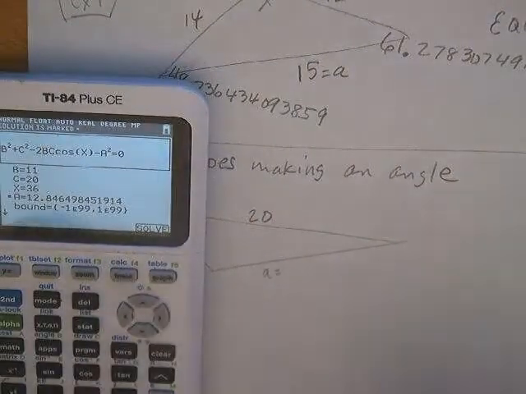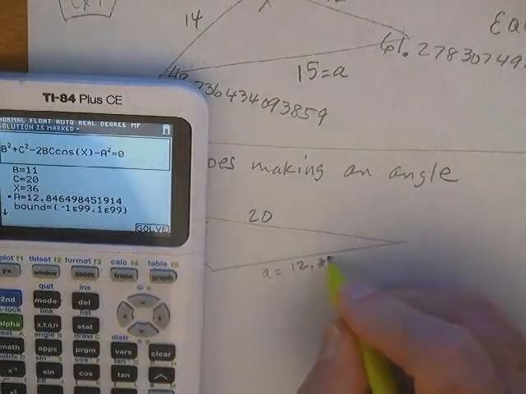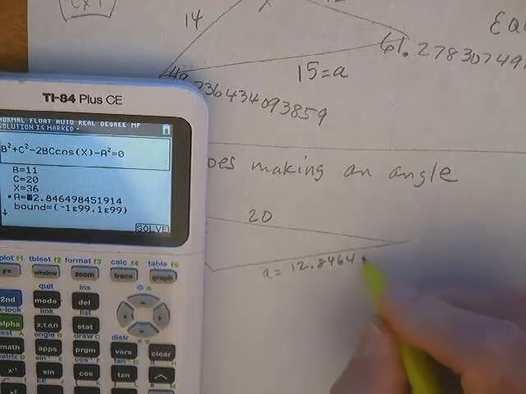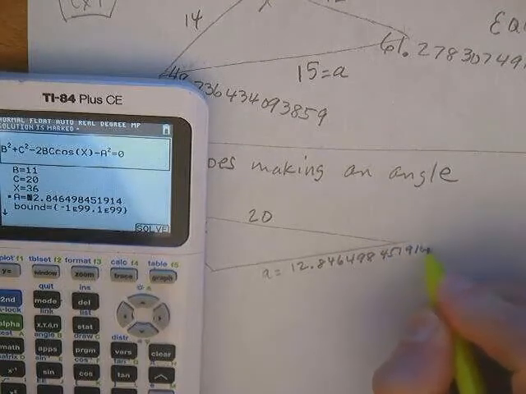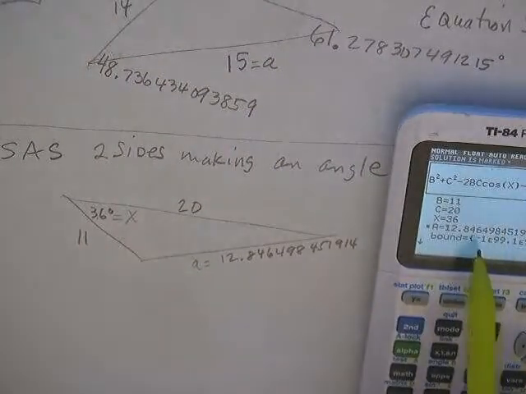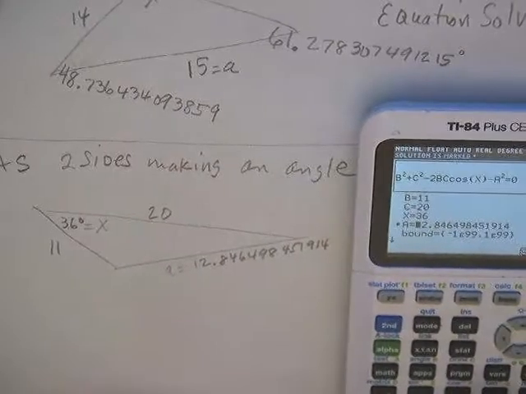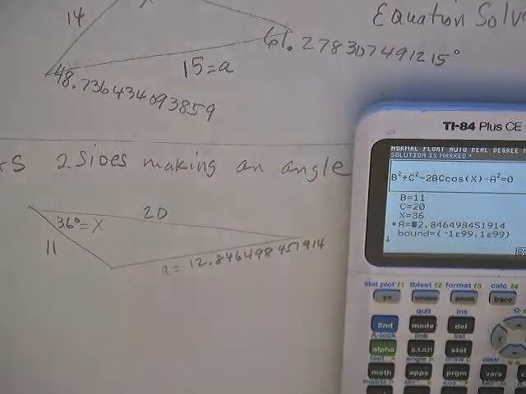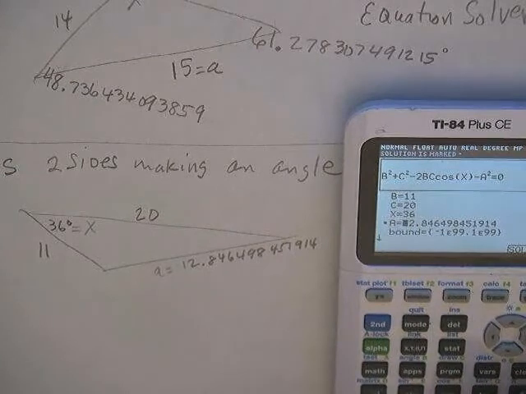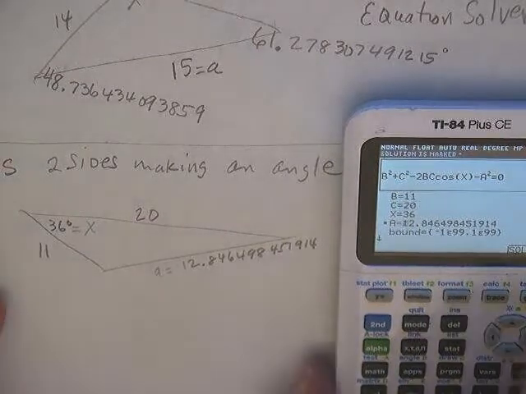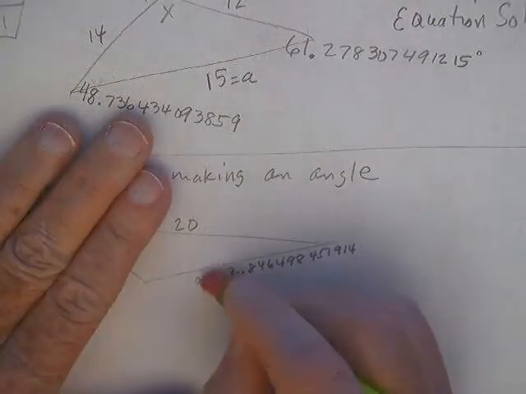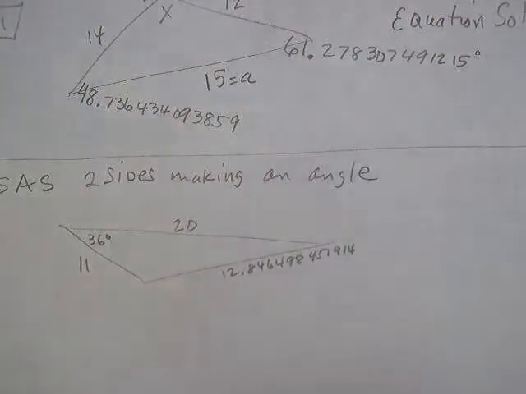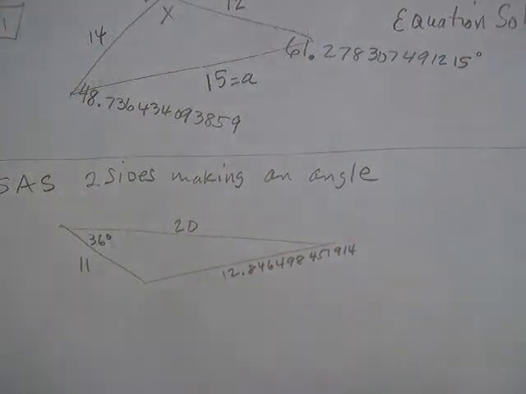Okay, it took just a second, but let's write this: 8.4649845194. Write it all down. Leave this in your calculator, because we're going to move it in a second. Then you want to come over here and erase the x and erase the a. Every time you use an x and an a, go ahead and erase them.